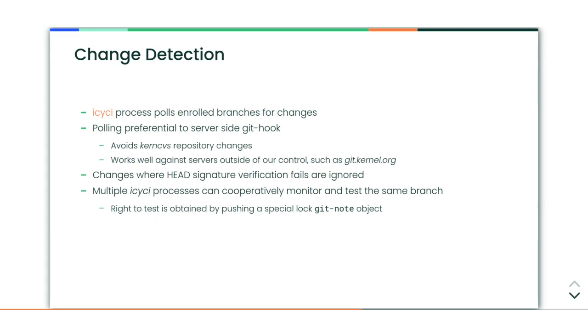The advantage of polling is also helpful in that we can target servers or Git repositories outside of our control. Git.kernel.org would obviously be the primary option there if we do choose to test stable or upstream repositories.